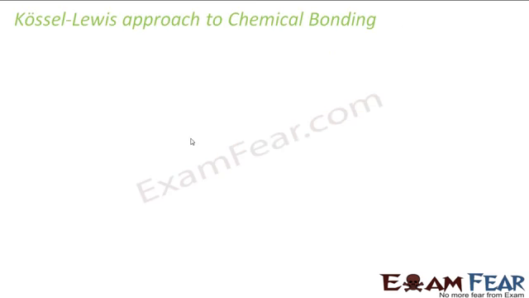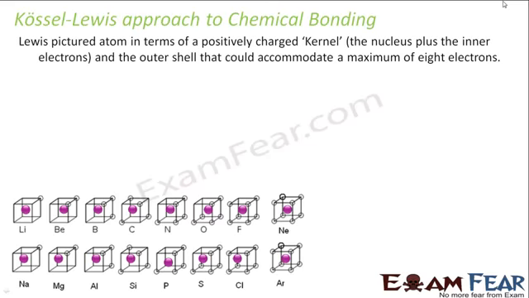So let's start our chapter with the first approach we have, that is the Lewis approach of chemical bonding. Let's understand the Lewis approach for the chemical bonding. So as I told, chemical bonding is something which exists in nature and there are various theories to explain this chemical bonding. The first approach was the Lewis approach.